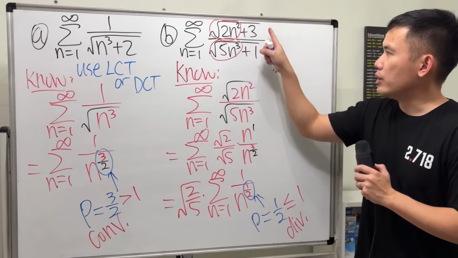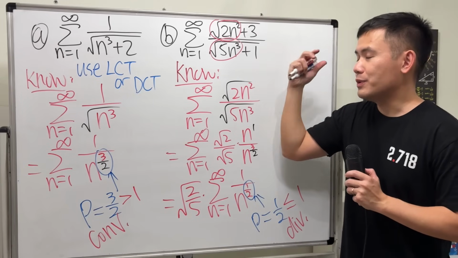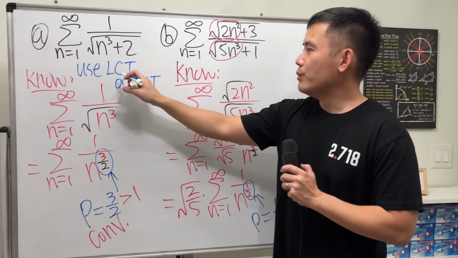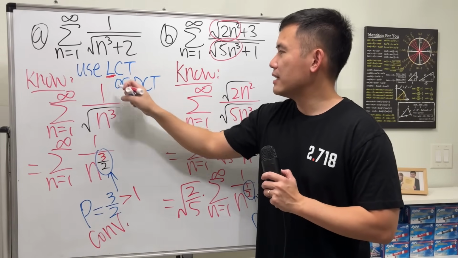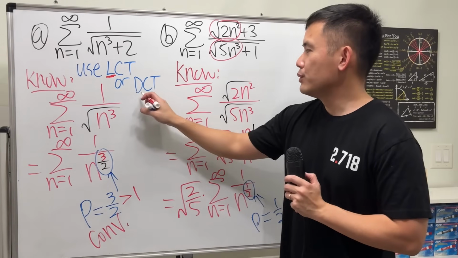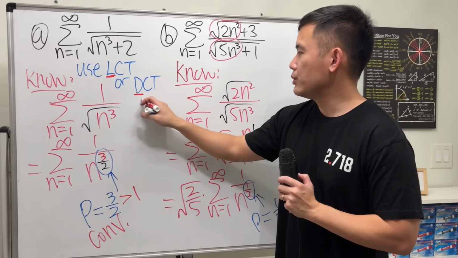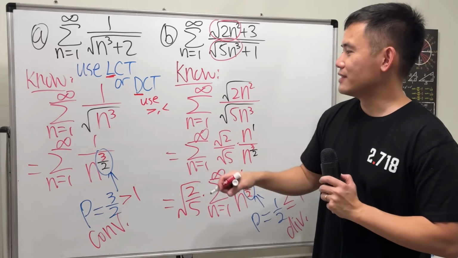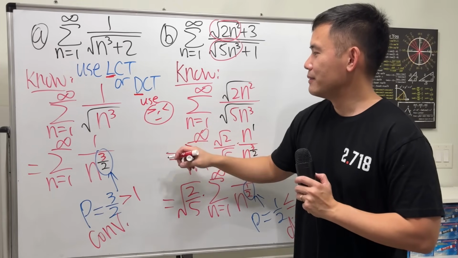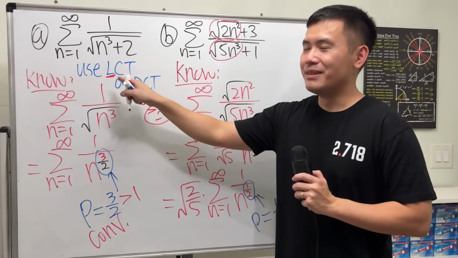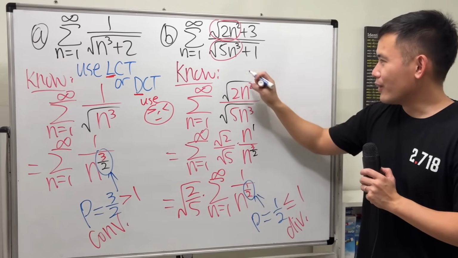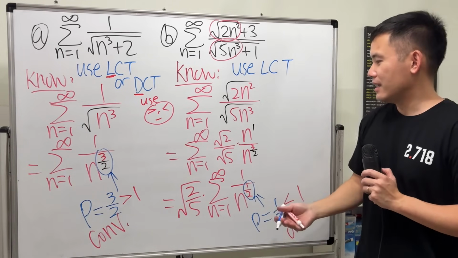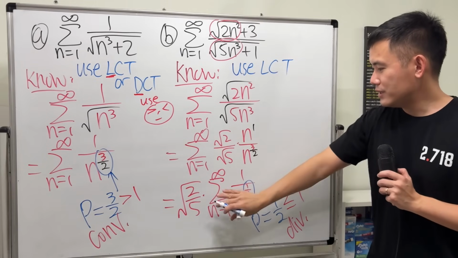So here's the deal. If you look at this expression, it will be slightly harder. It's actually much harder to do the direct comparison test. Remember, if you do the limit comparison test, you take the limit. If you do the direct comparison test, you will have to use inequalities. But anyways, to take the limit, it's easier this way. So I will highly recommend you to use the limit comparison test for that. And then compare this with that.